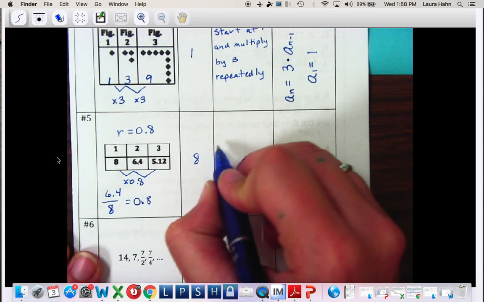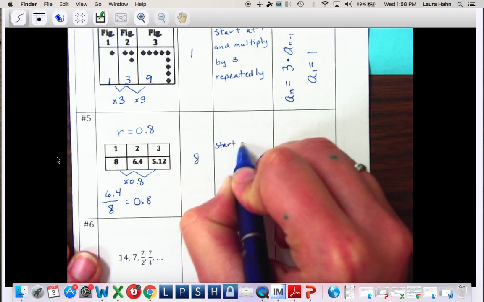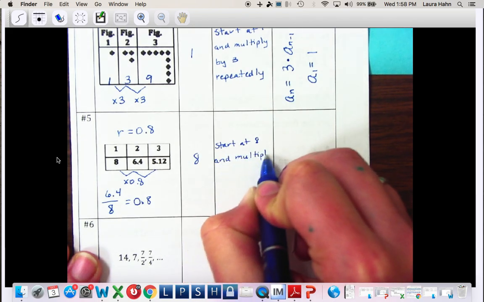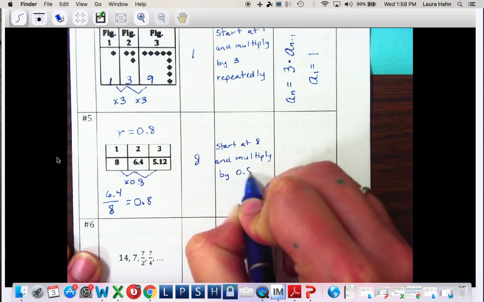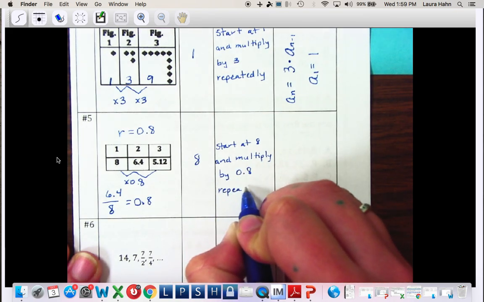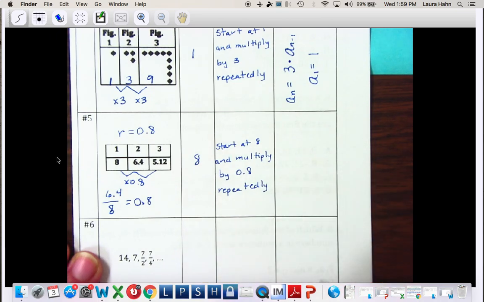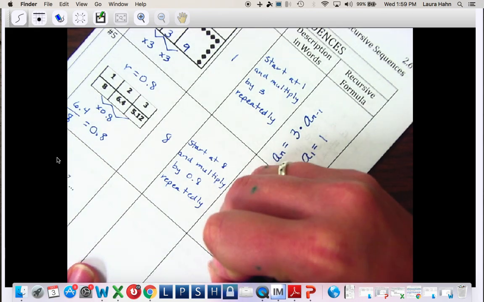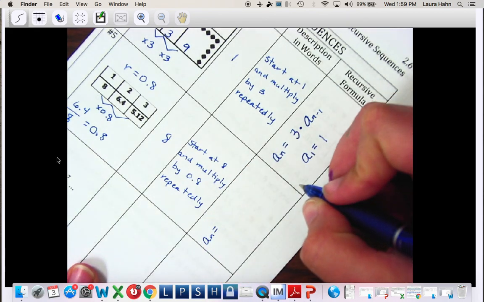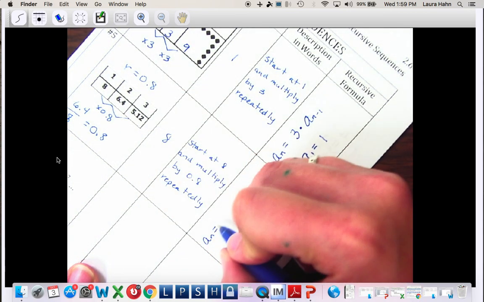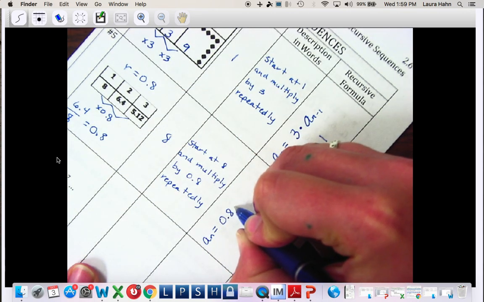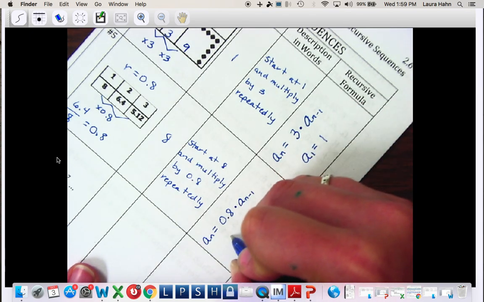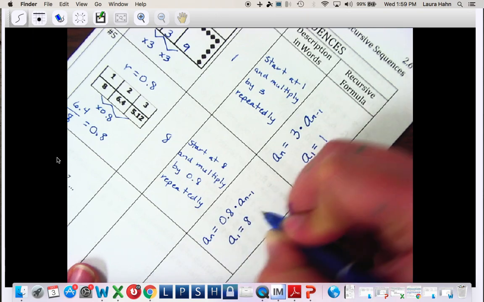Okay, so we start at 8 and multiply by 0.8 repeatedly. So now let's write our formula. To get our nth term, any term, we take our common ratio, which is 0.8, and we're going to multiply that by our previous term, which is a sub n minus 1. You have to remember to put our first term down, and our first term was 8.